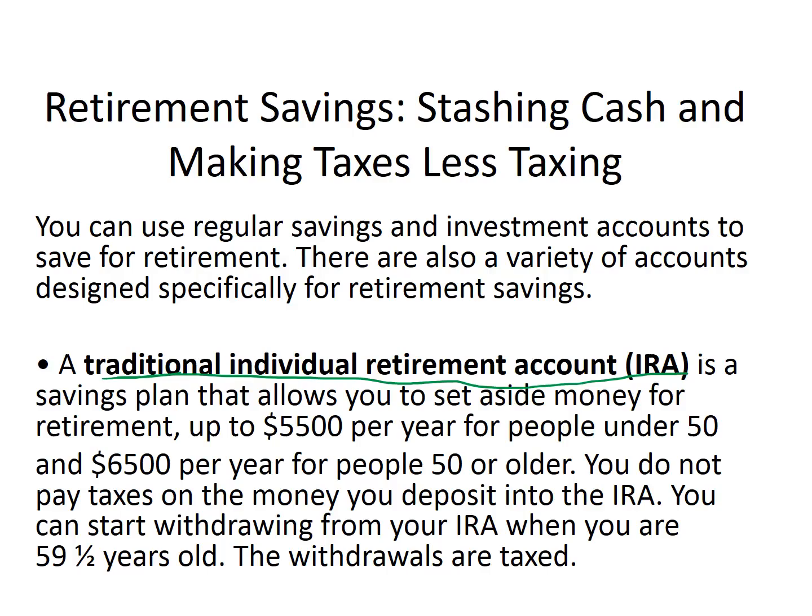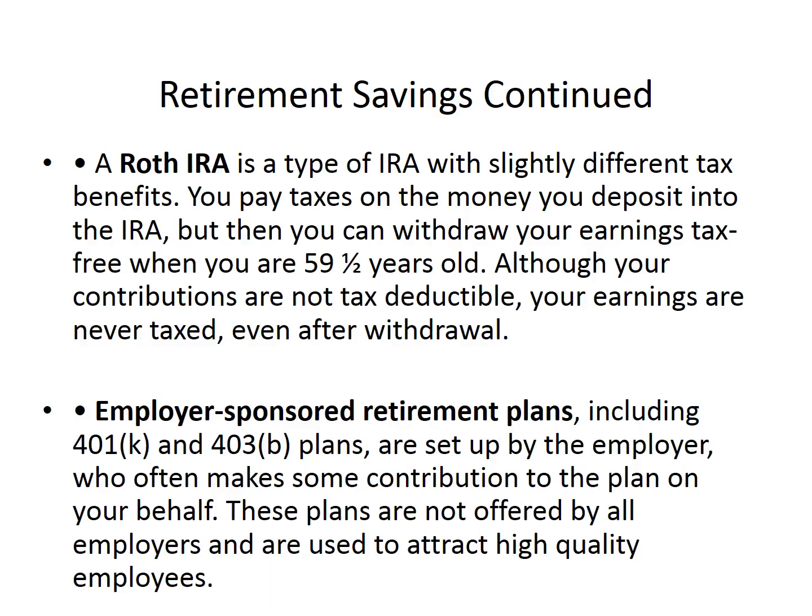You do not pay taxes on the money you deposit into the IRA, right? So we talked about this before when we talked about income tax. So this is, right, before you pull, this money is taken out before you are taxed on it. You can start withdrawing from your IRA when you are 59.5 years old, and the withdrawals are then taxed, right? So you don't pay taxes initially, but you pay taxes when you take the money out at retirement.